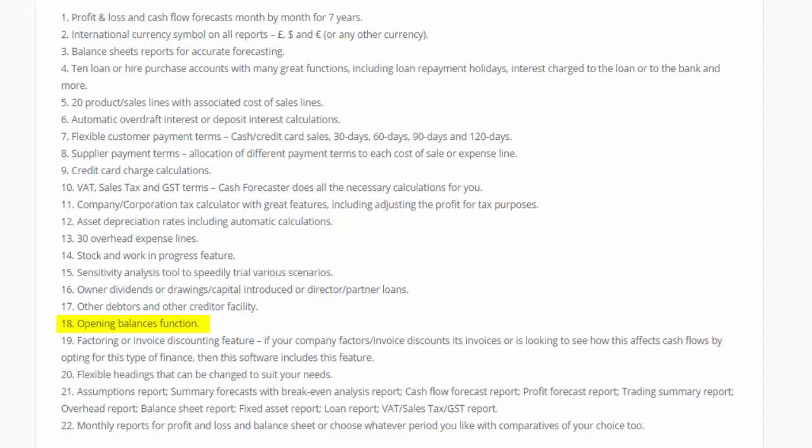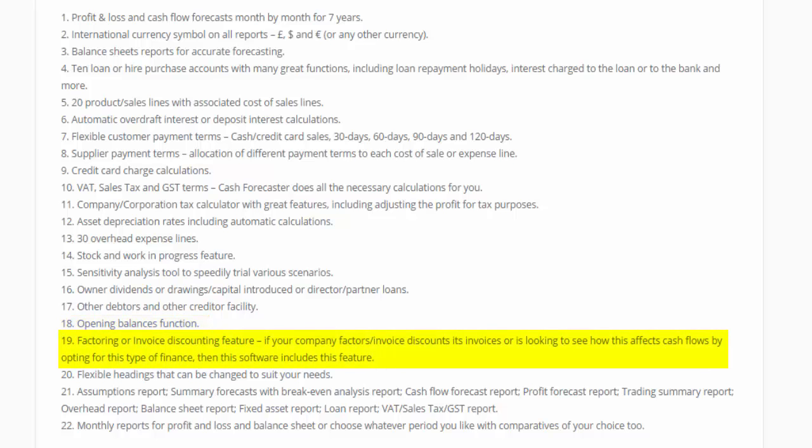And I already mentioned there's the opening balance function. So if you're an existing business and you already have a balance sheet at the beginning, then you can enter those entries in there. For example, you might have some opening debtors to do with your sales, so you can put that entry in, and then you put into the system when these debtors are paid, and they will appear in your cash flows accordingly.